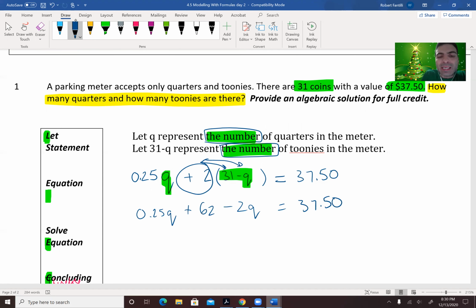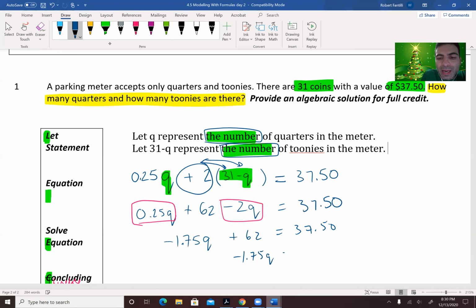We're finished with them. Now, if I wanted to collect like terms, one thing I'm going to do is collect this right here, 0.25Q minus 2Q. Well, that ends up being negative 1.75Q because 25 cents take away $2, or 0.25 take away 2, is negative 1.75. And I'll just put plus 62 equal 37.50. We're going to leave this as negative 1.75Q, and bring this guy over to the other side, and we get 37.50 minus 62.